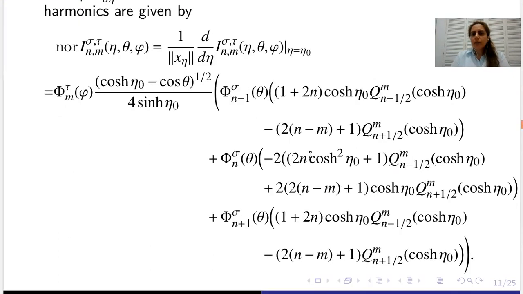After calculation and simplifying our expansions, we will have this expression which is in 3 terms and includes phi n minus 1 sigma tau, phi n sigma tau, and phi n plus 1 sigma tau.